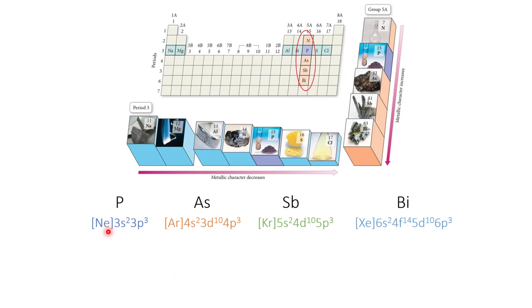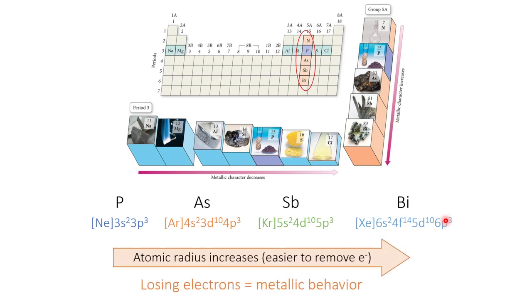So with our phosphorus, 3p3, 4p3, 5p3, 6p3. As we get bigger and bigger, remember it's easier to remove those electrons. And they're all just being removed from a 3p3 or 4p3, 5p3, 6p3, so the orbital is kind of the same, but it's just bigger. And as it gets bigger, it's easier to remove an electron. So as the atomic radius increases, it becomes easier to remove electrons, and losing electrons is metallic behavior. That means that metallic character increases as you move down a group.